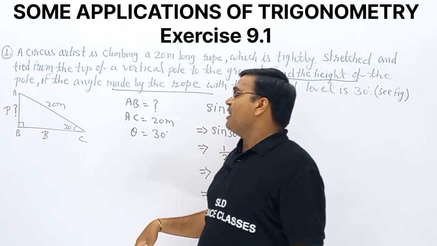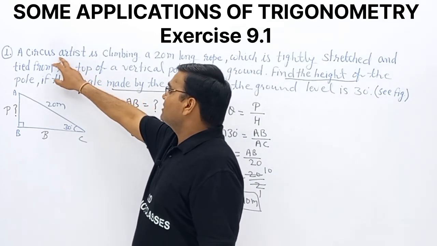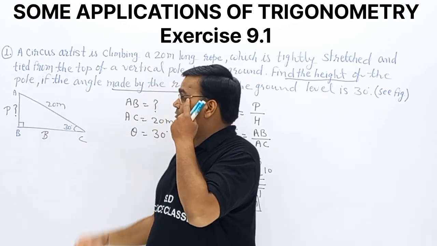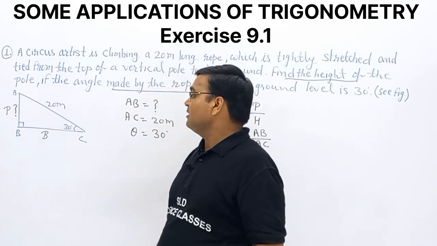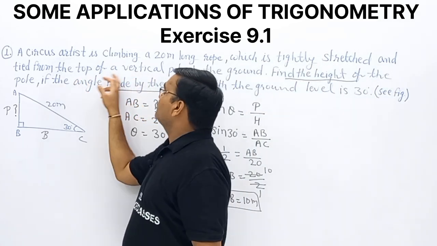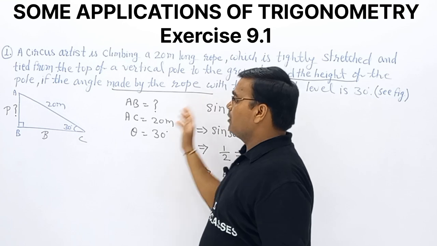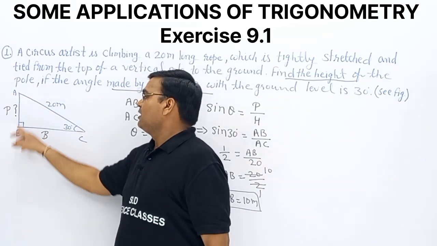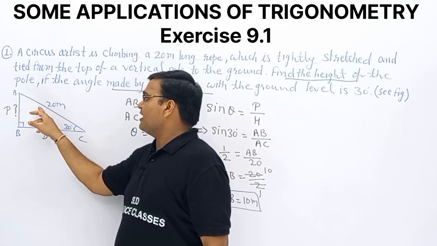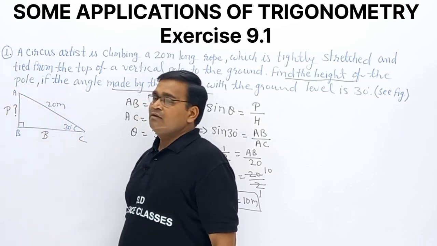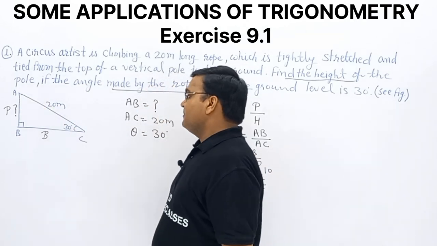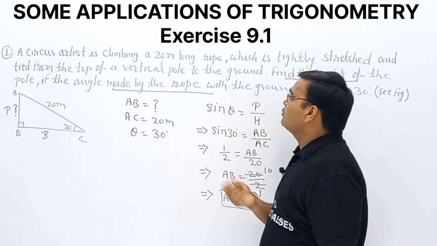So the first application I am having is a question. What? One circus artist is climbing a 20-meter long rope. This is the rope, and what is the circus artist doing? Climbing, which is tightly stretched and tied from the top of the vertical pole to the ground. We are having one pole, and this rope is tightly stretched and tied at the top of this pole. At the point A we tied. Clear? And one thing is also given, what?